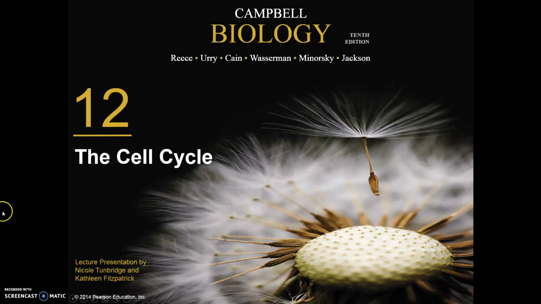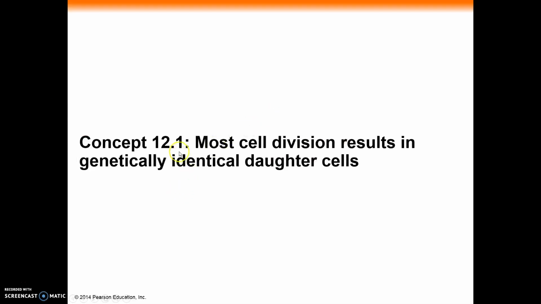All right, today we are going to start talking about the cell cycle. So this is coming from chapter 12 of Campbell's biology. We'll start right in with concept 12.1. So most cell division results in genetically identical daughter cells.